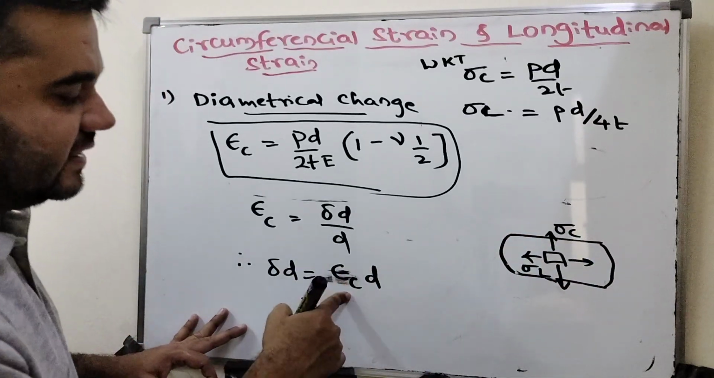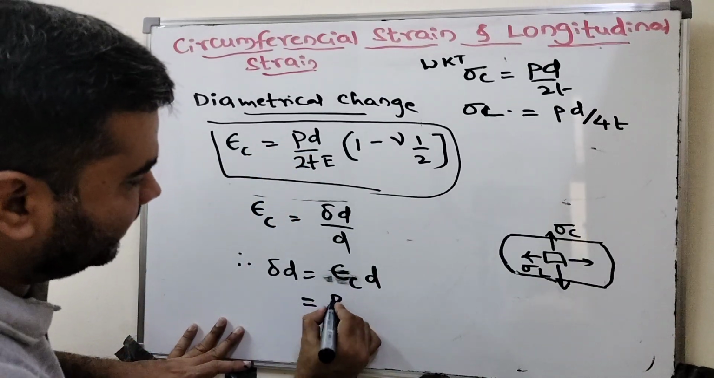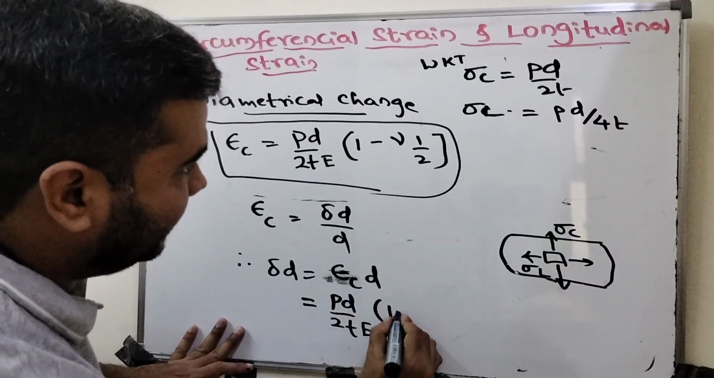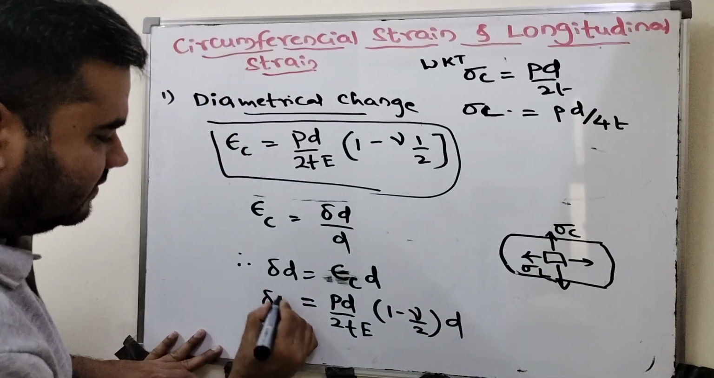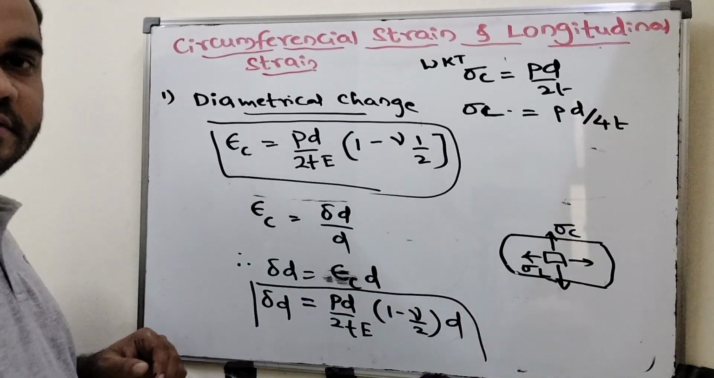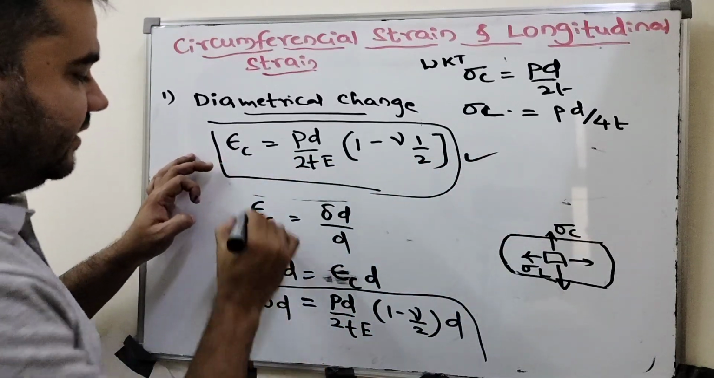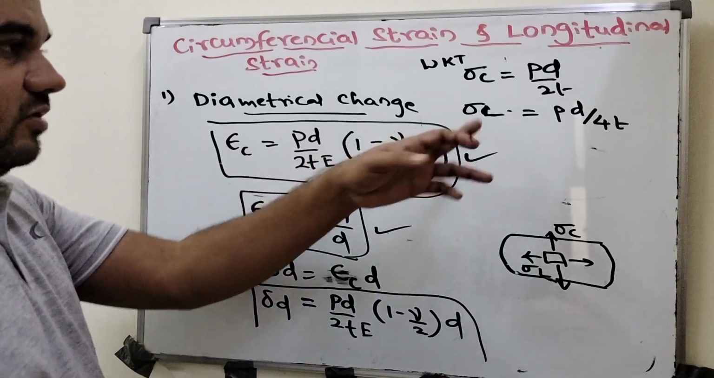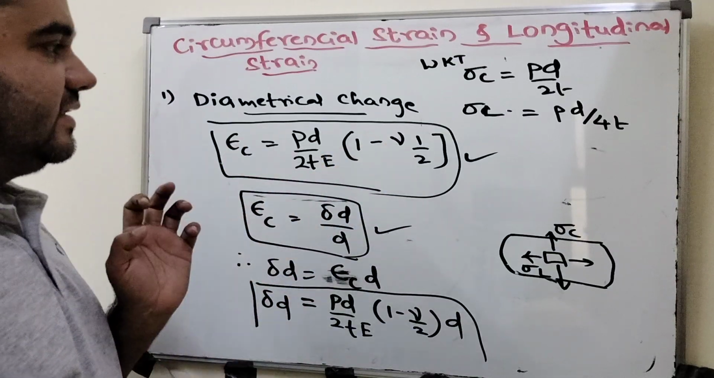So what is the circumferential strain here? We derived it as per Hooke's law: PD by 2tE into 1 minus nu by 2, into D. This is the change in diameter of the thin cylinder. We should remember this equation while solving problems. PD by 2tE into 1 minus nu by 2 is the circumferential strain.